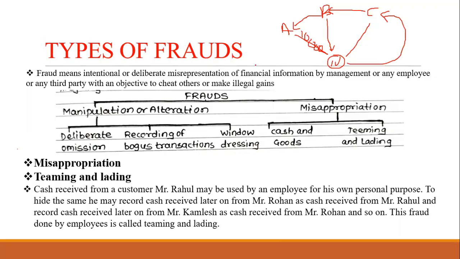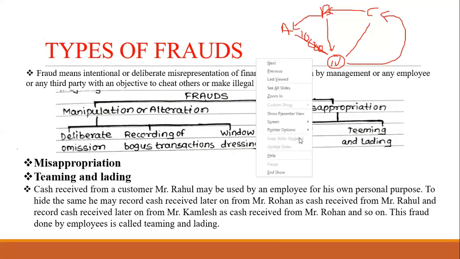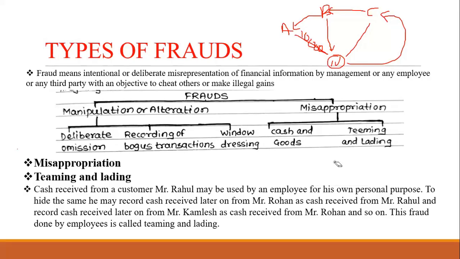Sorry. So did everyone get that example? Did everyone understand teaming and leading? What it is? What does it mean actually? Yes, sir. Got it. So when one person's amount is nullified by another person's amount, and another person's by a third person, and you keep doing that again and again until you finally pay it, that is known as teaming and leading.